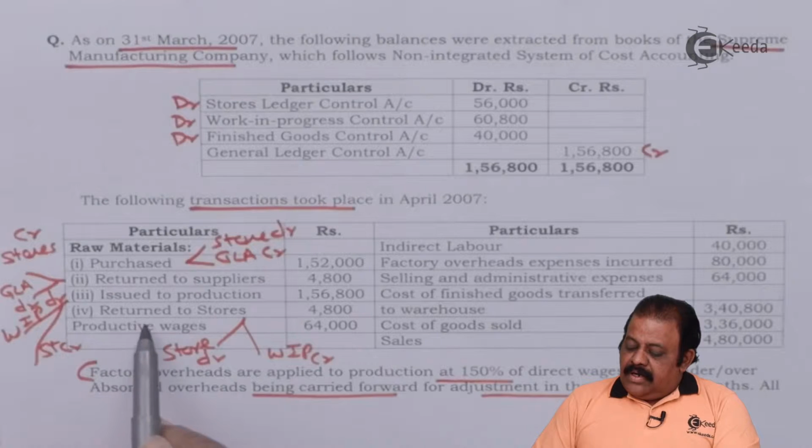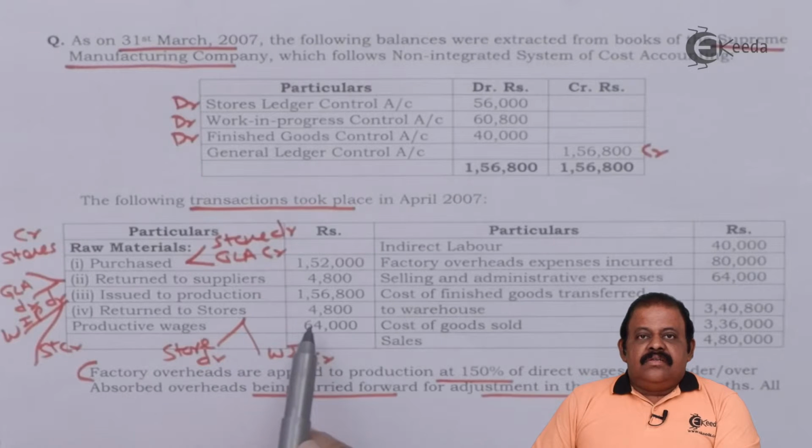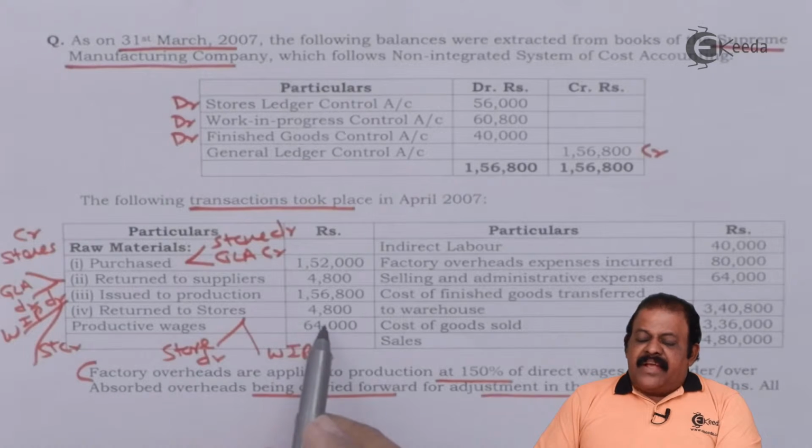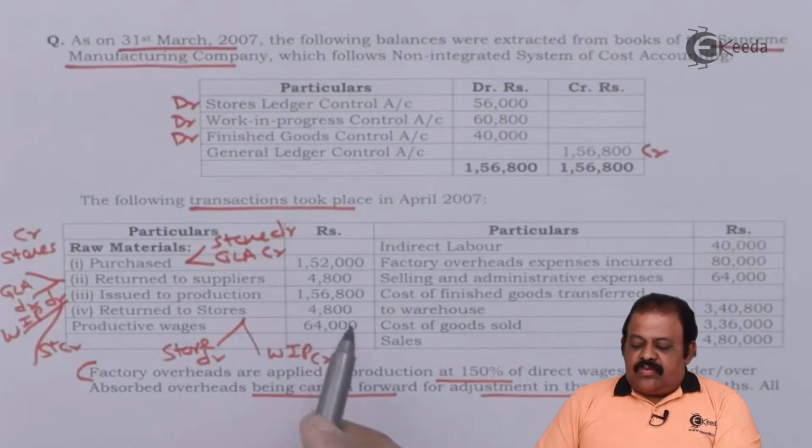Return to stores. This is returns of material from jobs to stores. This amount will be credited to work in progress account and debited to stores account.